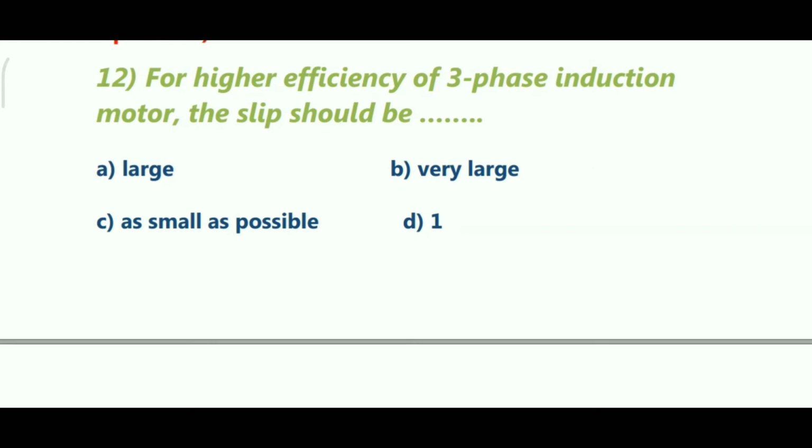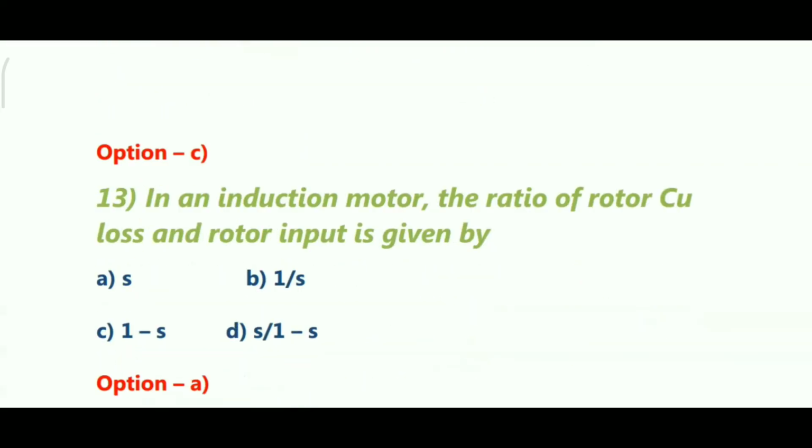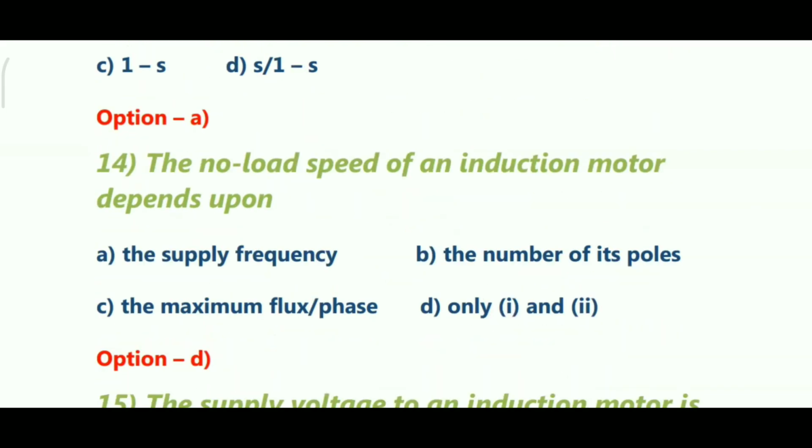So next question. In an induction motor, the ratio of rotor copper loss and rotor input is given by. Option A, S, where S means slip; option B, 1 divided by S; option C, 1 minus S; and option D, S divided by 1 minus S. So here I would answer option A, S. It means slip.